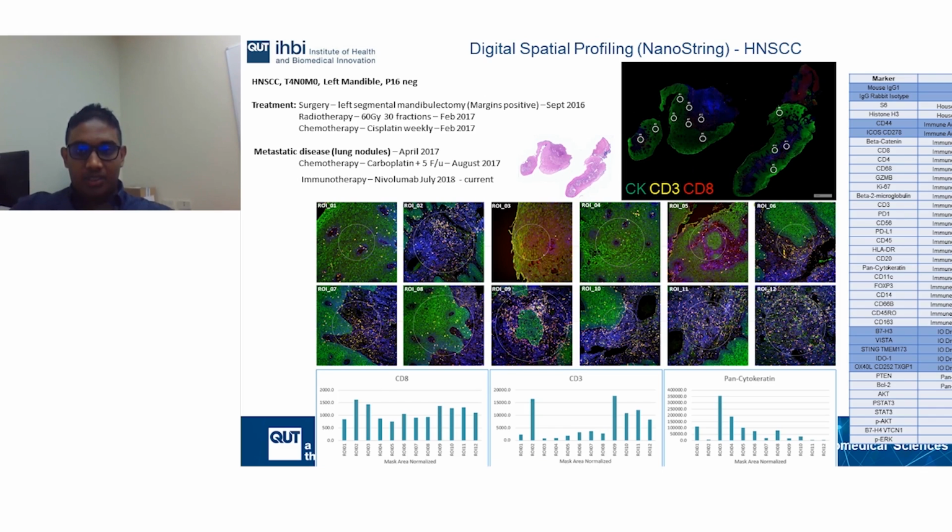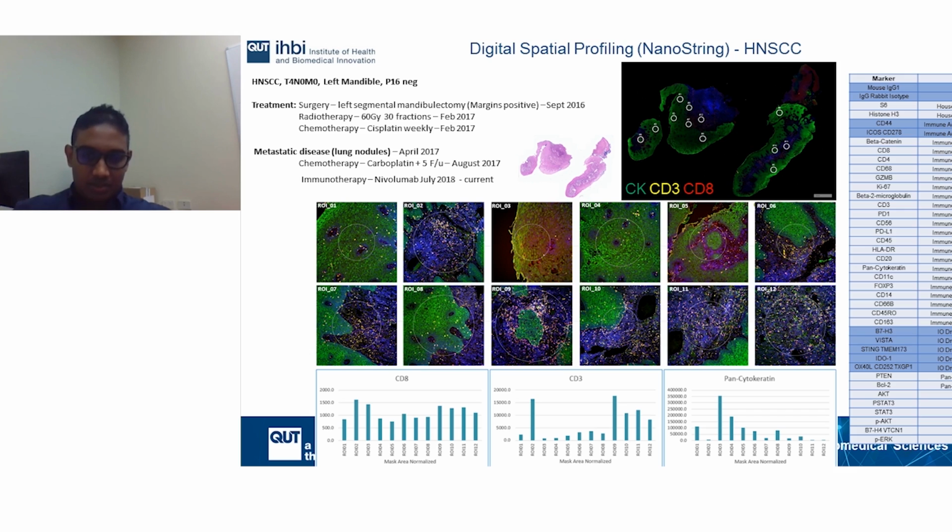So this is just some of the data from a head and neck patient that was T4N0N0, left mandible, P16 negative, so HPV negative. This patient had multiple rounds of chemoradiation and surgery and was given immunotherapy, so nivolumab in the metastatic setting. So we had the diagnostic biopsy tissue, we profiled it using the DSP, looked at 12 regions of interest across the tumor, the normal, the stroma.